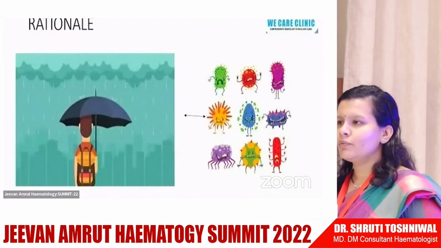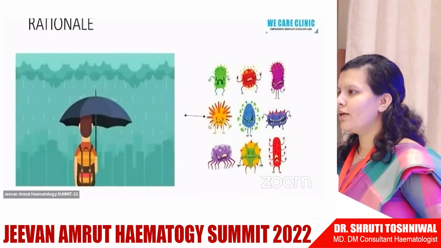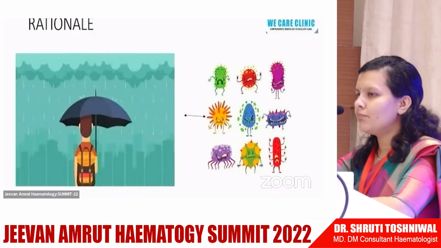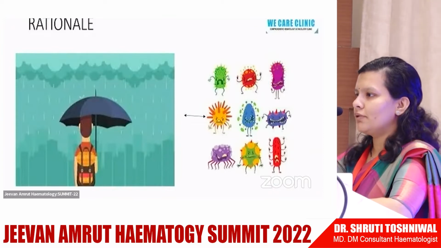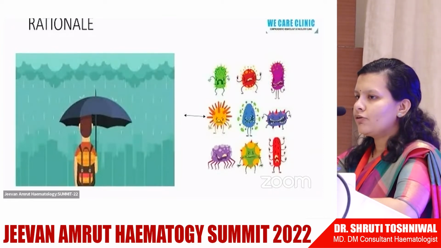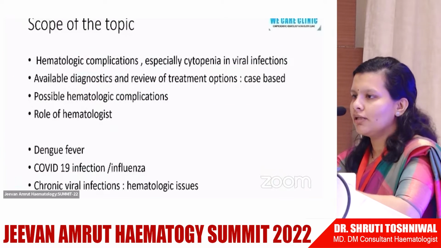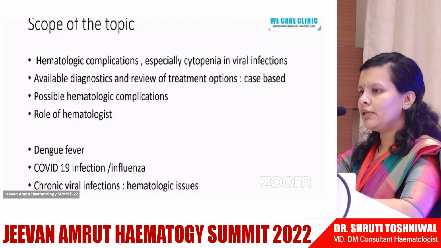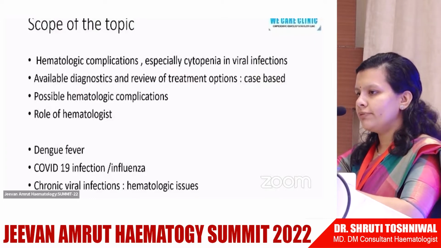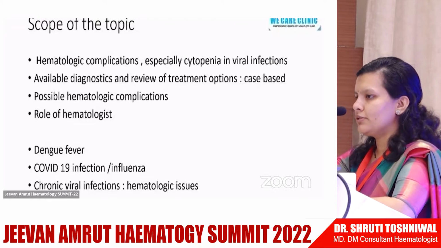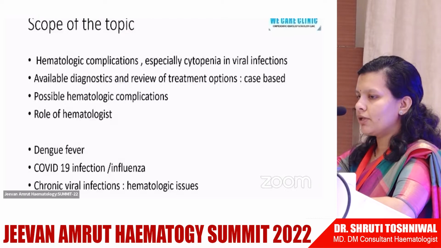As we all know, we are in the middle of monsoon and in the middle of many viral infections going on. So what can I, as a hematologist, add to the treatment of viral infections? I'll deal with this topic. The scope of the topic is hematological complications, especially cytopenia in viral infections, available diagnostics, and a review of multiple treatment options. We'll do a case-based treatment options review, possible hematological complications, and the role of the hematologist.